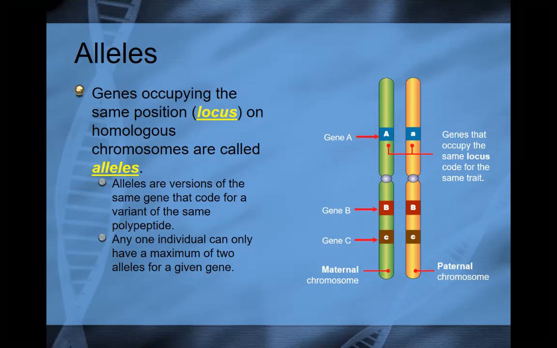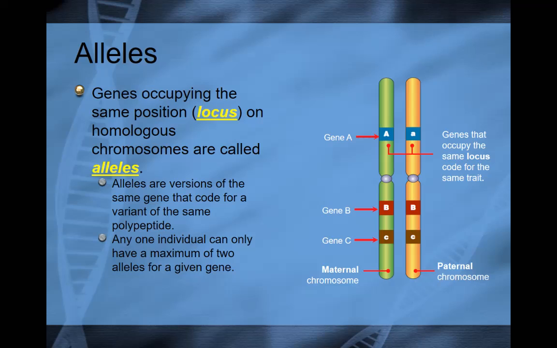Now, any one individual can have a maximum of only two alleles or two versions of the gene because they get one gene from their parent of origin. So, the maternal chromosome can only have one gene A, the paternal chromosome can have one gene A. They can be different versions, but you only get one from each parent. Okay. This will come into play again when we get into genetics and start looking at Punnett squares.